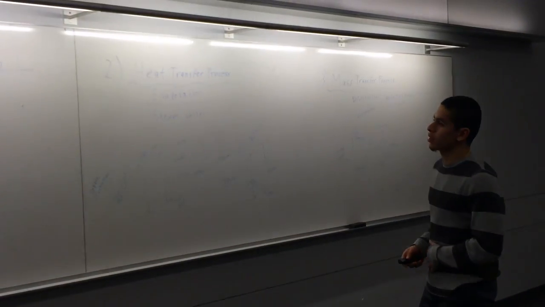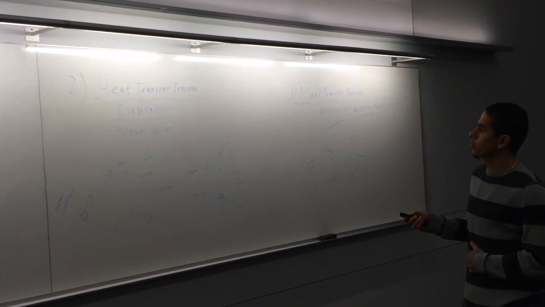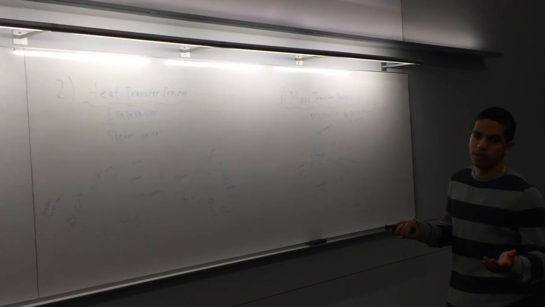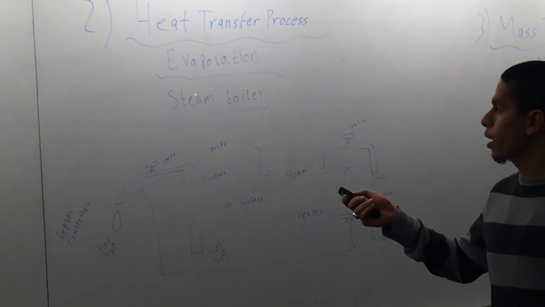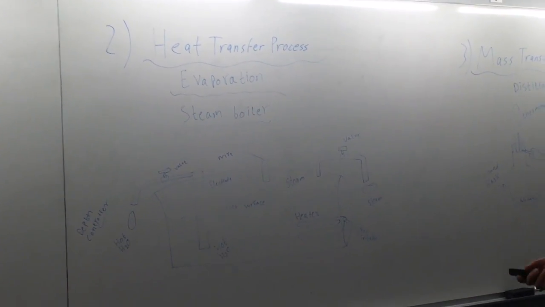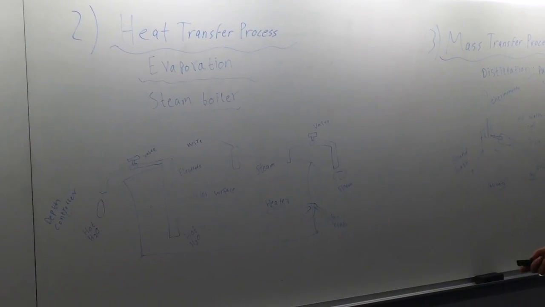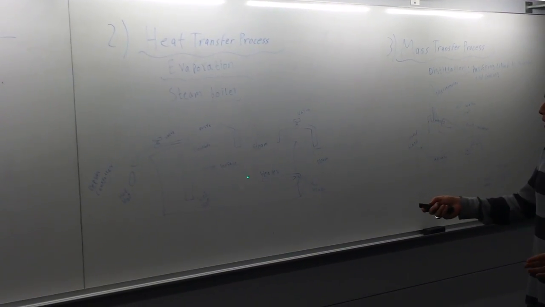Okay, second part here we're going to talk about the heat transfer process, which is a unit operation, and I'm going to talk specifically about evaporation, which happens in the steam boilers that we have. As you can see here, the way the boilers work is they take the water in.